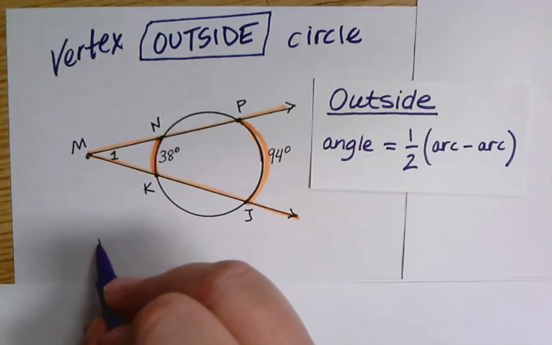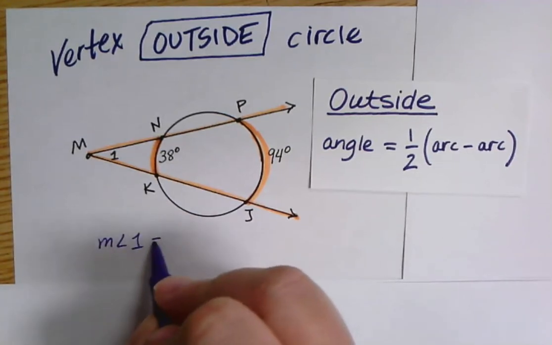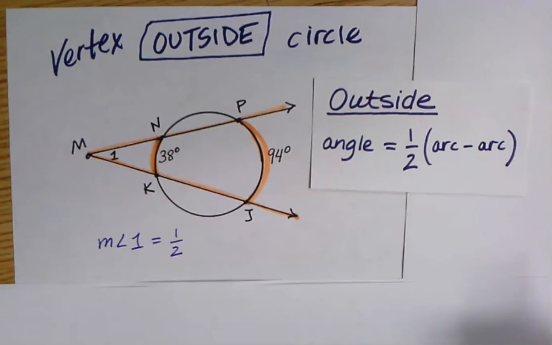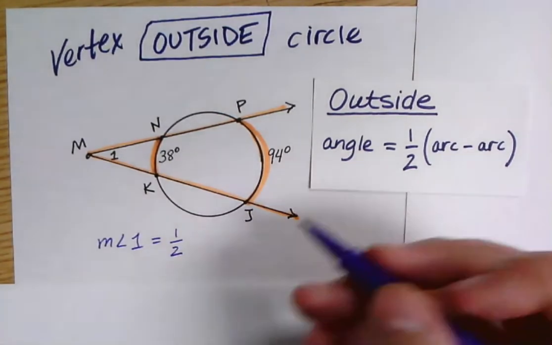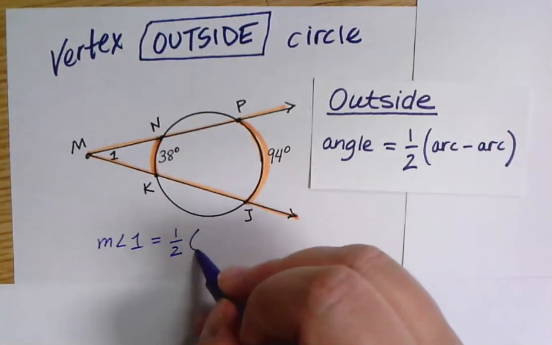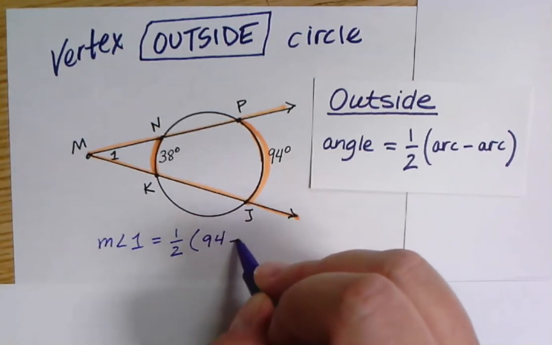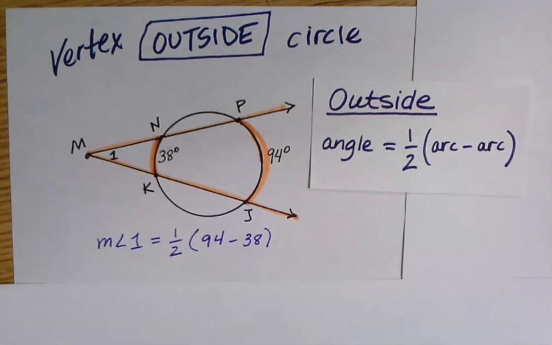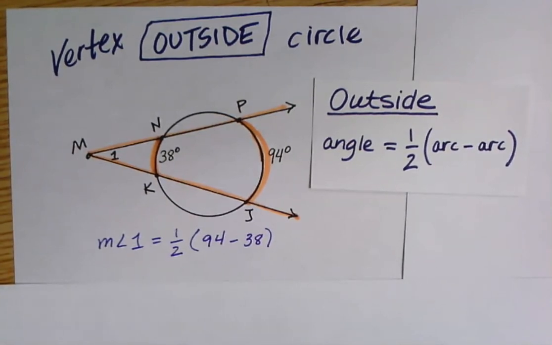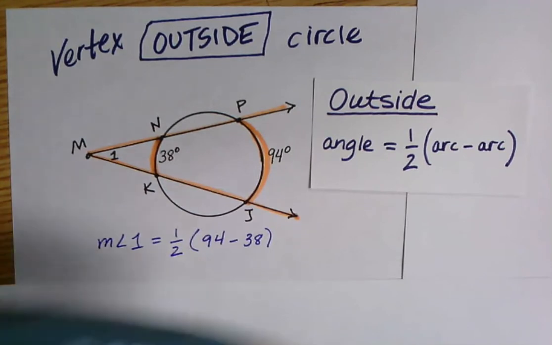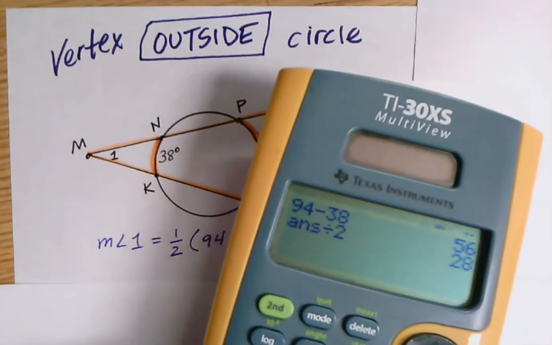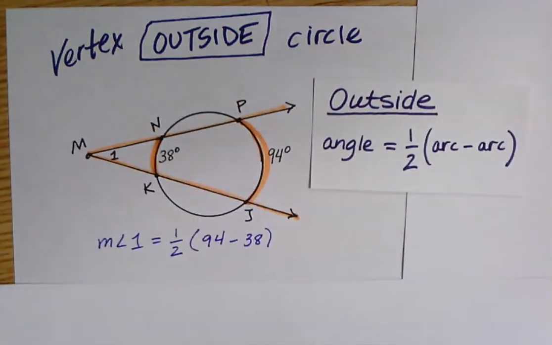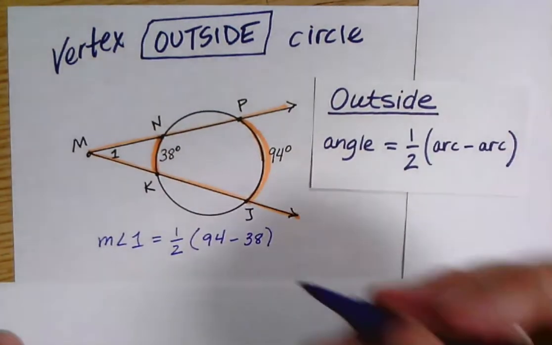So in this particular case, the measure of angle 1 is equal to 1/2. Notice the 1/2 is still there, just like with on the circle. 1/2 of 94 minus 38. I'm going to do 94 minus 38 in my calculator, and then divide that by 2, because that's an easy way to take half. And I get 28. So the measure of angle 1 is 28 degrees.